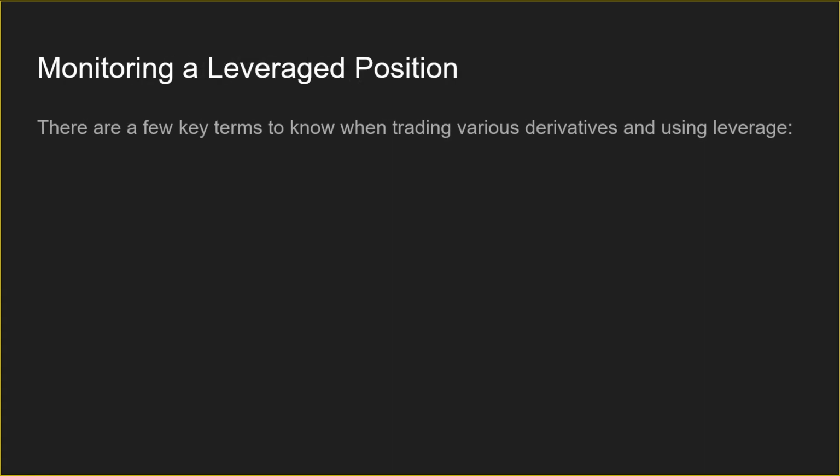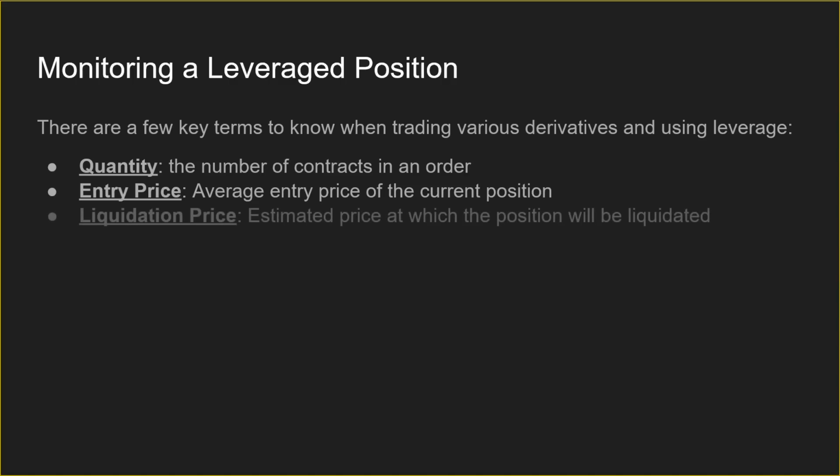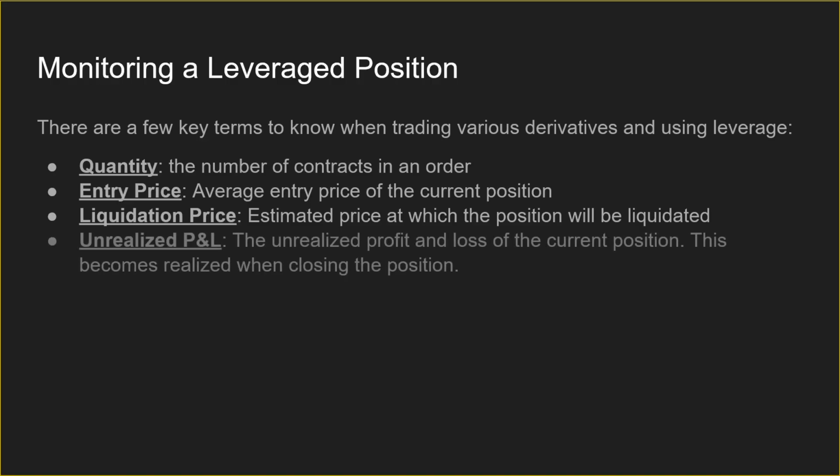So there are a few key terms and a few key things to know when trading various derivatives and using leverage. The quantity: this is the number of contracts in an order or in a position. The entry price is the average entry price of the current position. Liquidation price: the estimated price at which the position will be liquidated or closed out. The unrealized P&L: this is the unrealized profit and loss of the current position. Now this becomes realized when closing the position out.